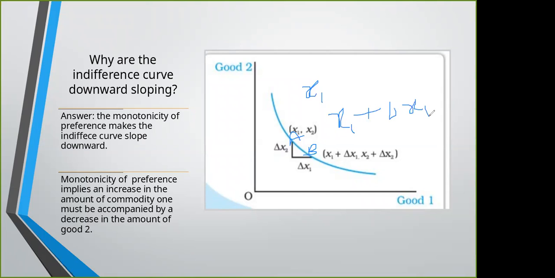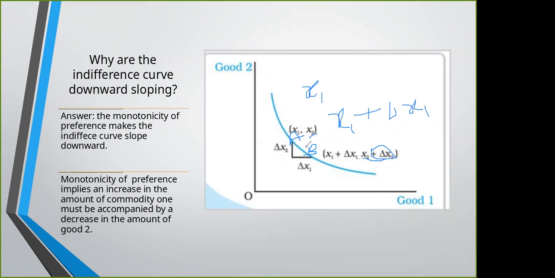That means there is an increment in the quantity of x. This delta x1 is positive. x1 has increased. But what about the quantity of x2? In this case, it has gone down from x2 to x2 plus delta x2. Although a plus sign is written here, if you look at it carefully, delta x2 is negative here. So that plus becomes minus.